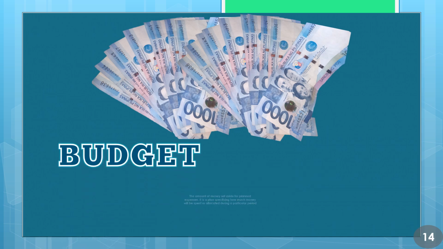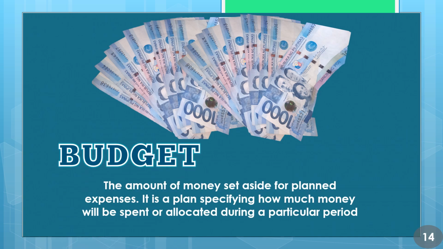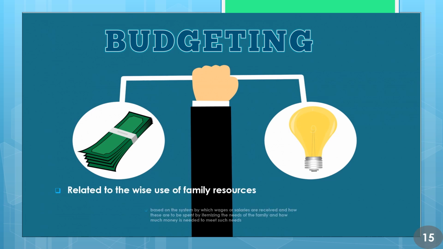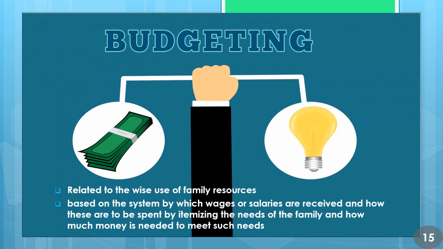Budget is the amount of money set aside for planned expenses. It is a plan specifying how much money will be spent or allocated during a particular period. Budgeting, on the other hand, is related to the wise use of family resources. It is based on the system by which wages or salaries are received and how these are to be spent by itemizing the needs of the family and how much money is needed to meet such needs.